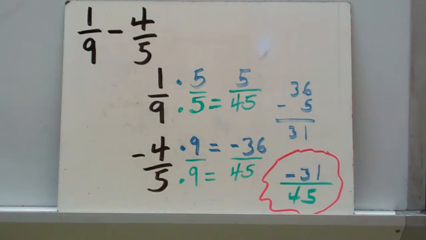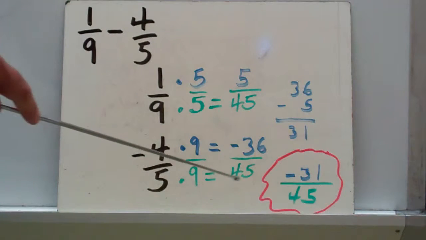With 1/9 minus 4/5. Okay, again, I wrote this in a vertical format, and I need to find a common denominator because 9 and 5 are not the same, so I take 9, multiply that by 5, and I get 45.